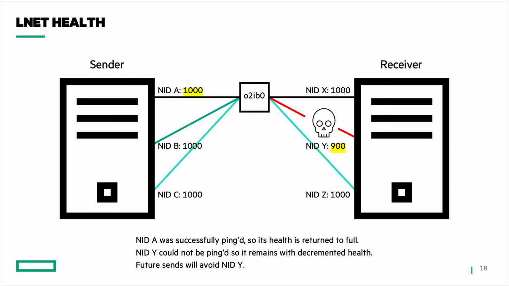If we think about this situation in terms of the stats that we just talked about, we expect to see the stats for NID B and NID C incrementing while NID A is in recovery. Once NID A recovers, all three of the local interfaces from the point of view of the sender, those stats will be increasing. Similarly, for the peer NIs of the receiver, we would expect NID X and NID Z to be incrementing while NID Y is largely static.